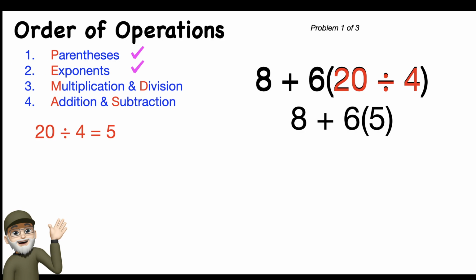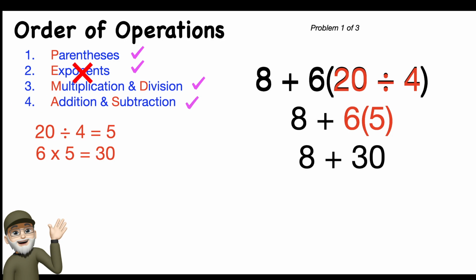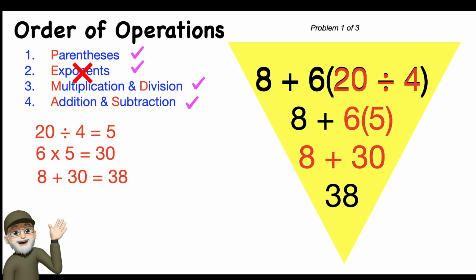Next is exponents. There are no exponents in this particular problem, so we move next in order of operations to multiplication and division. 6 times 5 is equal to 30. Next we do addition and subtraction. 8 plus 30 is equal to 38. Notice as we worked through the expression, it got smaller and smaller and takes on an upside down triangle in appearance.